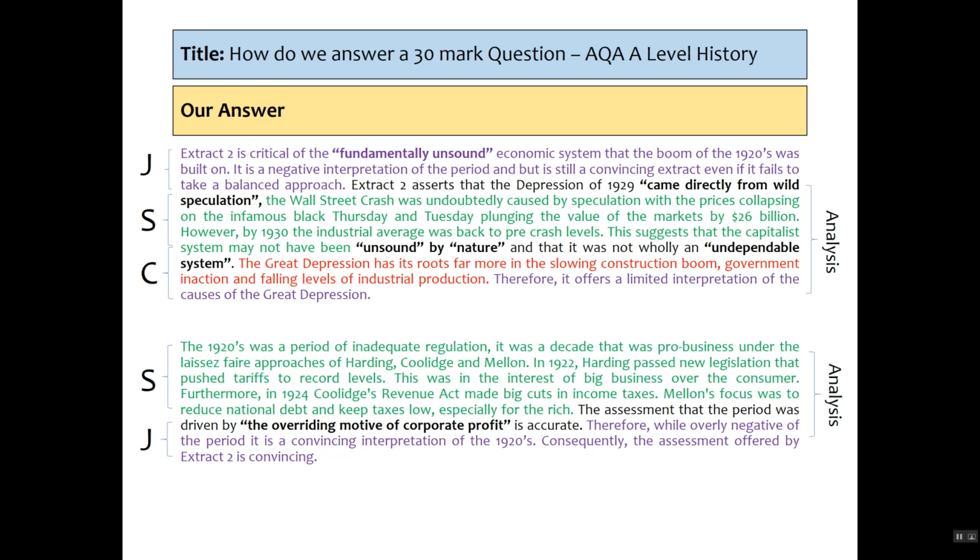Therefore, while this is an overly negative view of the period, it is a convincing interpretation of the 1920s. Consequently, the assessment offered by Extract 2 is convincing, and I'm hammering it home. You see I repeat that word, convincing, convincing, convincing, and that's because it's the crux of the question. It's asking you to analyse the sources. I've analysed the sources, I've supported it with contextual information, I've offered contrasting information, or what's omitted, and then I've made a judgment.